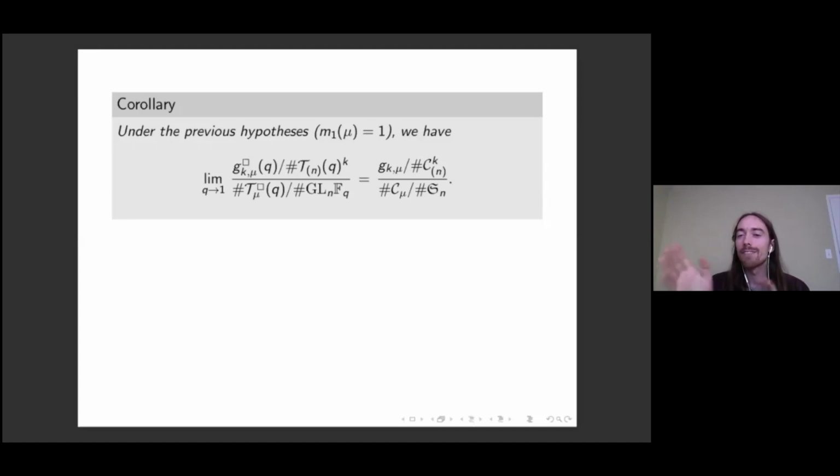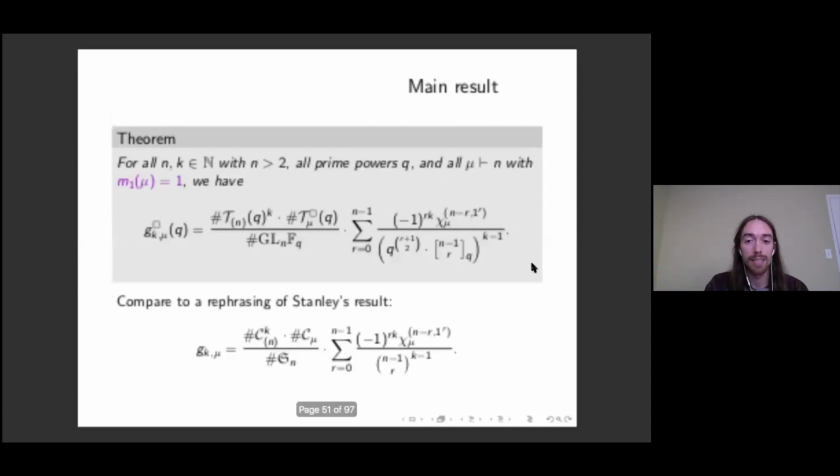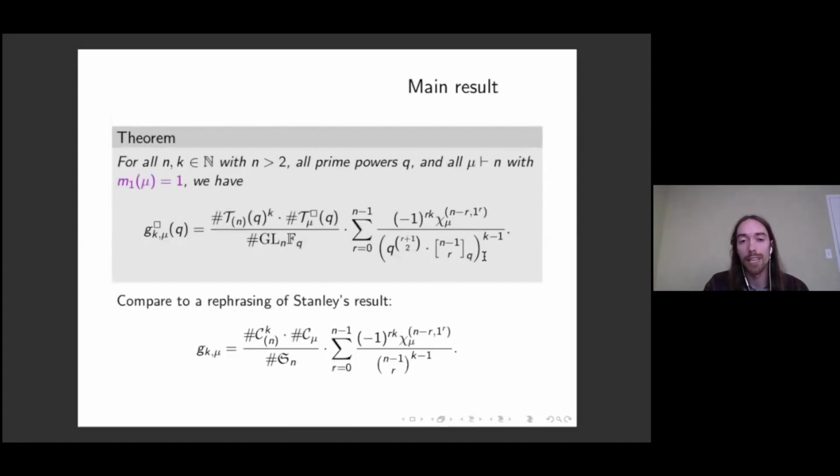If you just divide by all of those factors out front, unfortunately those factors themselves don't behave nicely in the Q goes to 1 limit because of a bunch of Q minus 1s running around. But if you divide those over, then you do get a Q goes to 1 analogy, basically just because that denominator was a Q analog.